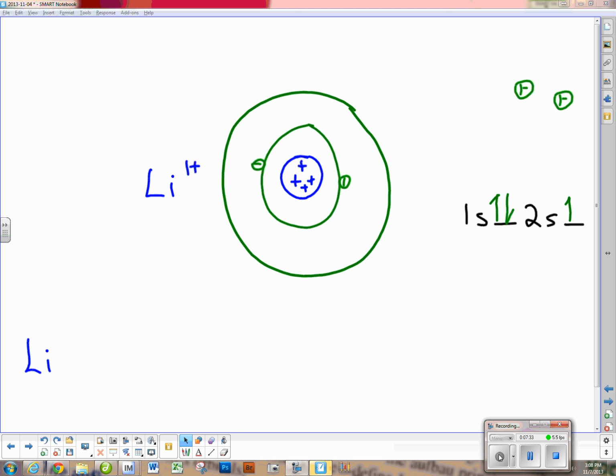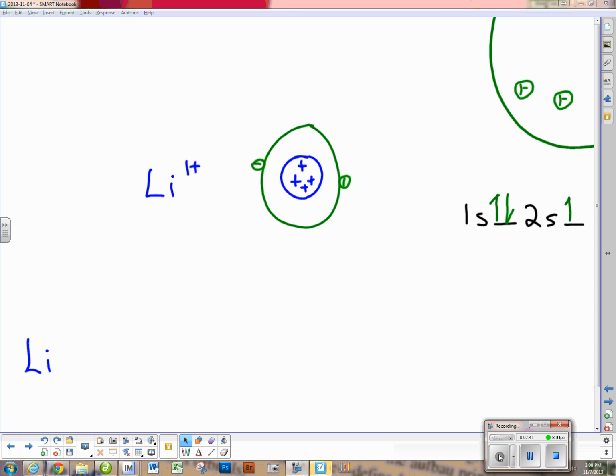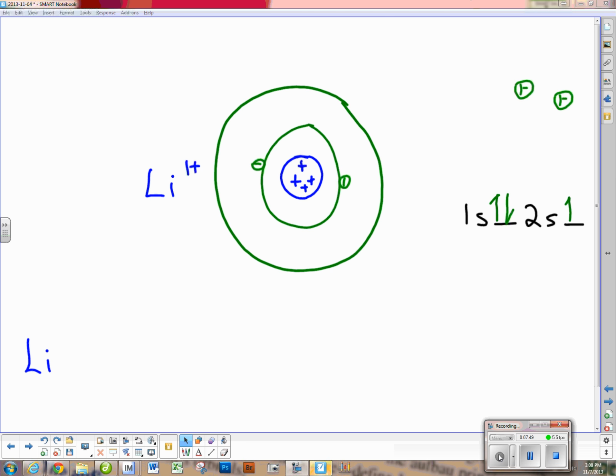But guess what? There's no electrons out there anymore. Now what's the atom look like? Bigger or smaller? He's smaller. You bet he's smaller. Because the 2s just got cleaned out. And so if we put him back to lithium, the atom, you see he's bigger.